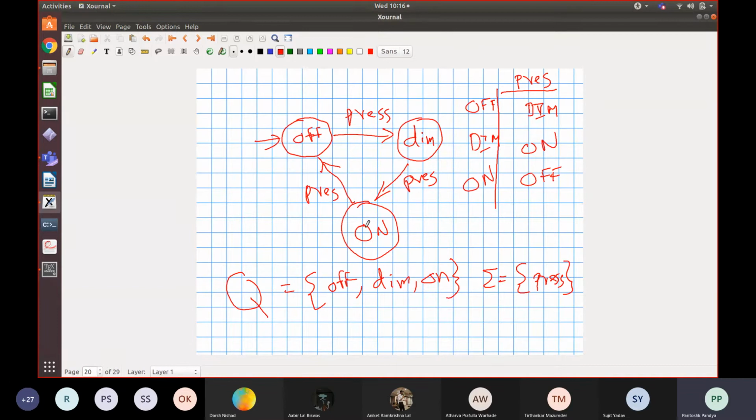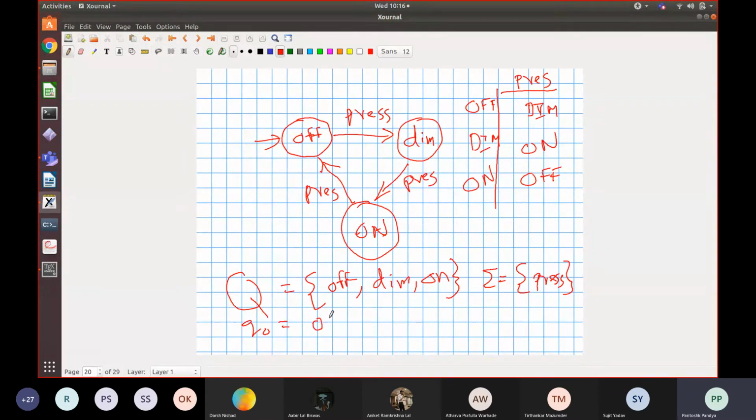I shouldn't call it on, I should call it bright, so I have to change everything accordingly. But that is what I mean by dim and bright, right? I will call it on just for simplicity. So you got the idea now. What is Q0? Q0 is the initial state. Initial state here is what?